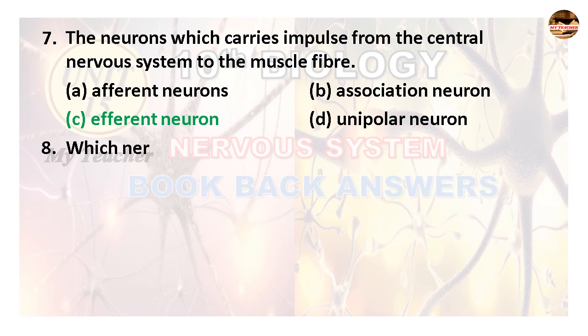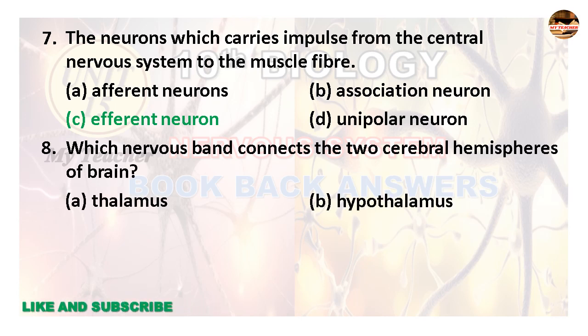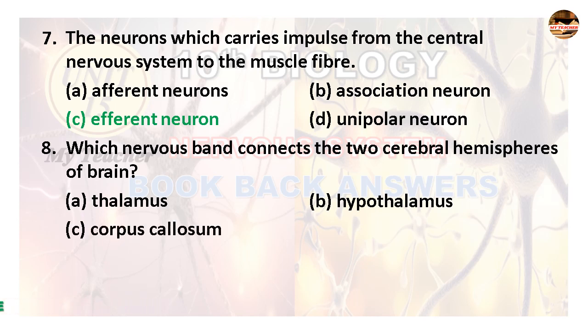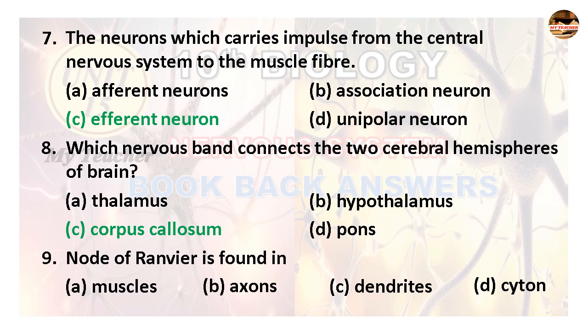Eighth question, which nervous band connects the two cerebral hemispheres of brain? Thalamus, hypothalamus, corpus callosum, pons. Answer is corpus callosum. Ninth question, node of Ranvier is found in muscles, axons, dendrites, cyton. Correct answer is axon.